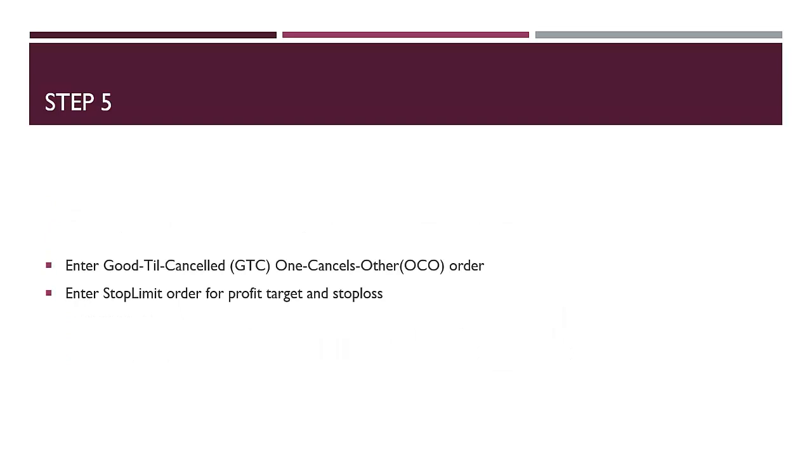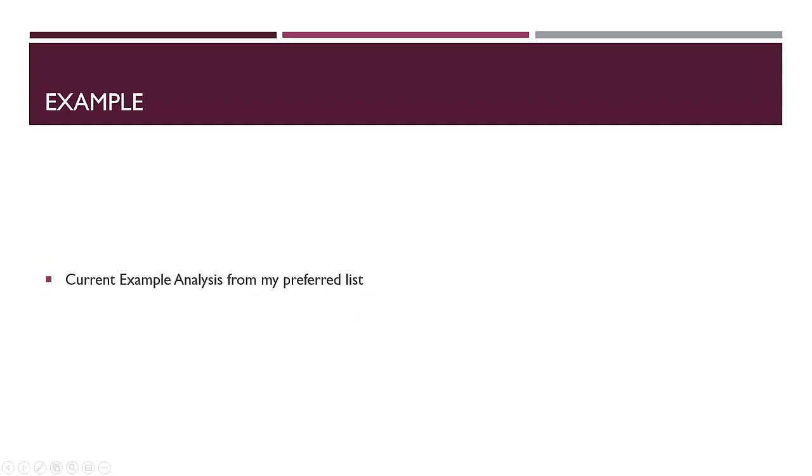All right, so enter a good till cancel, one cancels other order. Sorry, it's kind of a tongue twister. And then we're going to enter a stop limit order for our profit target and stop loss. That's all one thing right there. It's a good till canceled, one cancels other order. One of those orders is going to be a stop limit for the profit target, and one is going to be a stop limit for the stop loss. Sorry, that was a handful.